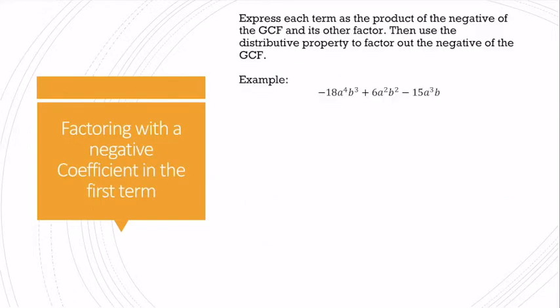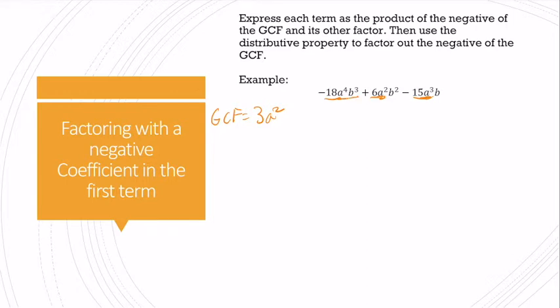The last thing is when we are factoring out the greatest common factor, we never want our leading term to be a negative. So we're always going to have to pull out the negative. So I say, okay, what's the greatest common factor of 18, 6, and 15? Well, the greatest common factor of our constants is 3. Next, I look at my a's. I've got a to the fourth, a squared, and a cubed. So the greatest common factor of those would be a squared.